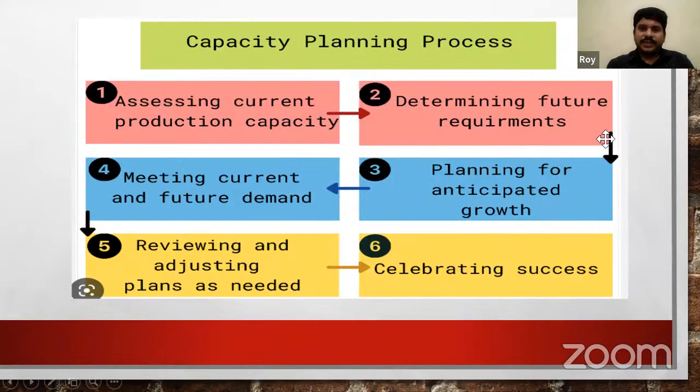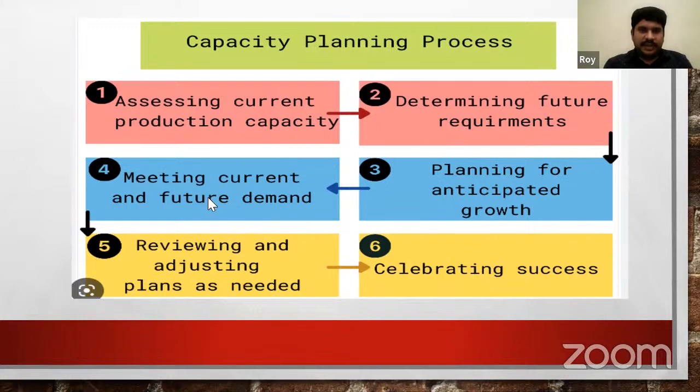Actually, what is the process of capacity planning? First one, assessing current production capacity. Second one, determining future requirements. First assess what capacity you have based on the 4 M's: how many machineries you have, how much manpower you have, how much raw material you have, how much money you have. After that, you need to determine the future requirements that you need to think of here.